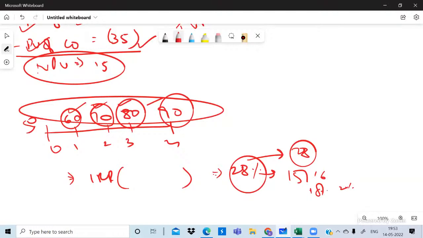The better assumption is that these cash flows get reinvested at your cost of capital. So let's say my cost of capital for this project is 9%. I assume that 60 crores gets reinvested at 9%, 70 gets reinvested at 9%, 80 gets reinvested at 9%, and 90 gets reinvested at 9%.